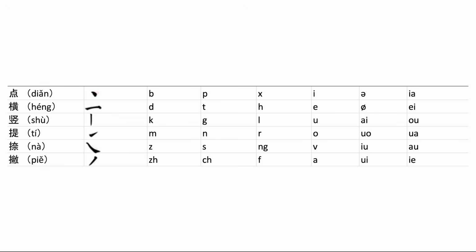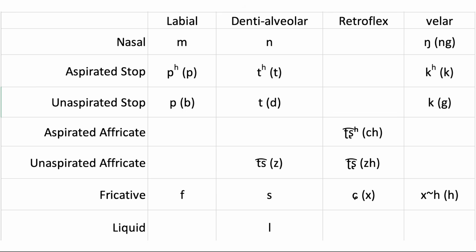Each stroke in Hanziyu can be realized as one of 3 consonants or 3 vowels, giving us 18 consonants and 18 vowels, including diphthongs. The consonants are ma, na, nga, pa, ta, ka, ba, da, cha, za, ja, fa, sa, sha, ha, and la.